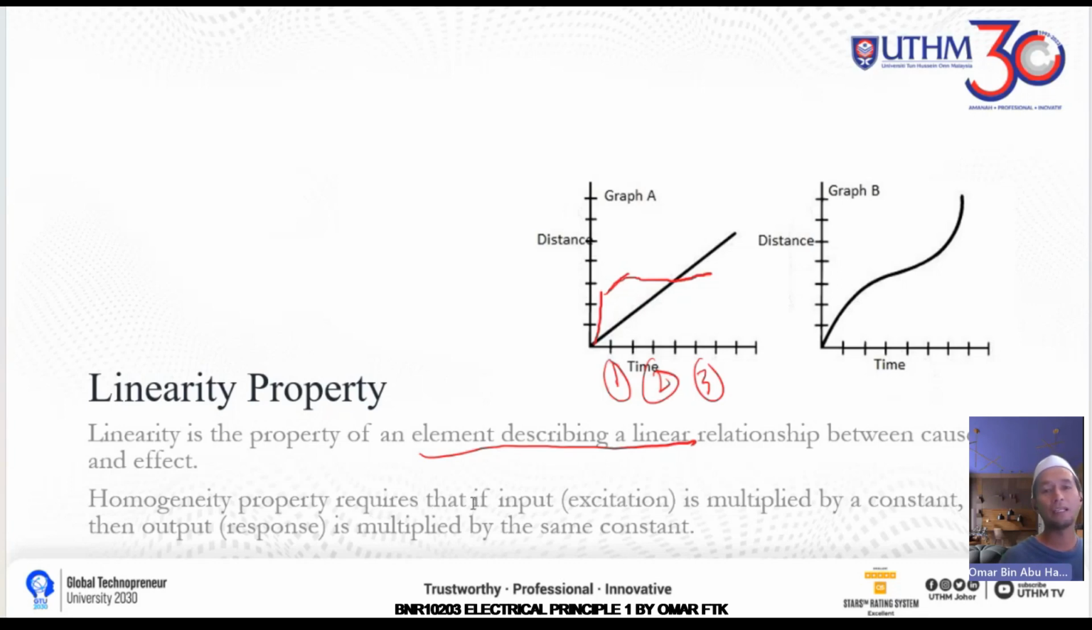So for example, in the electrical world, linearity of the property, we can consider it, for example, if the input is a voltage excitation, and we multiply the voltage by a constant, for example you multiply by 10, then that means the output, the response, should be multiplied by the same constant. If you multiply by 10, then the response is also multiplied by 10. That we can consider as linear.